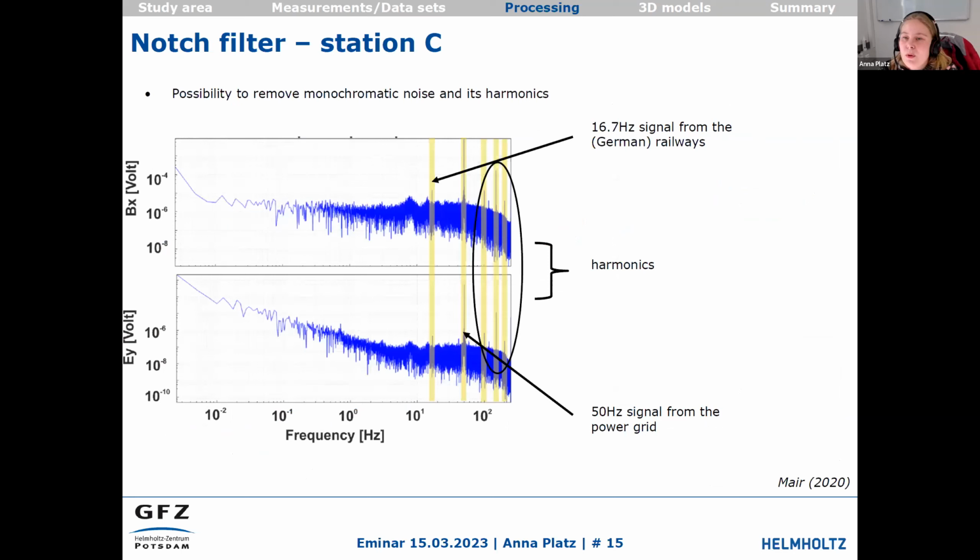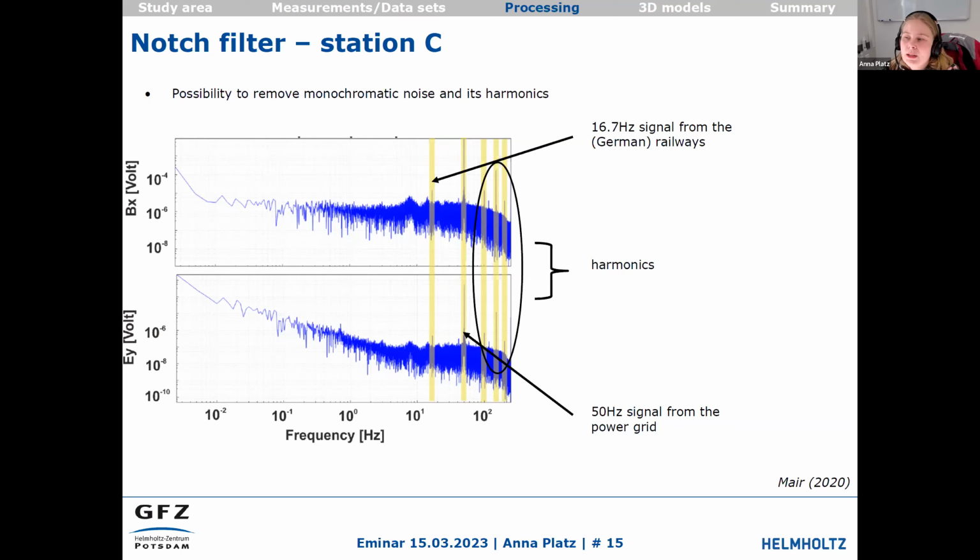Another very important point, what we have to do to improve our data in West Bohemia was to apply several notch filters. And we had to apply these notch filters to remove the monochromatic noise, which come, in our case, from the German railway system, but also from the power grid. Here you see for one time window, the frequency spectrum for one magnetic and one electric channel. And you see that we have some peaks shown here by this yellowish colored, which are coming, as I said, from our German railway system, but also from the 50 Hertz signal from the power grid. And we see that we also have a lot of harmonics. And all these signals disturb our transfer functions. And we have to remove them.